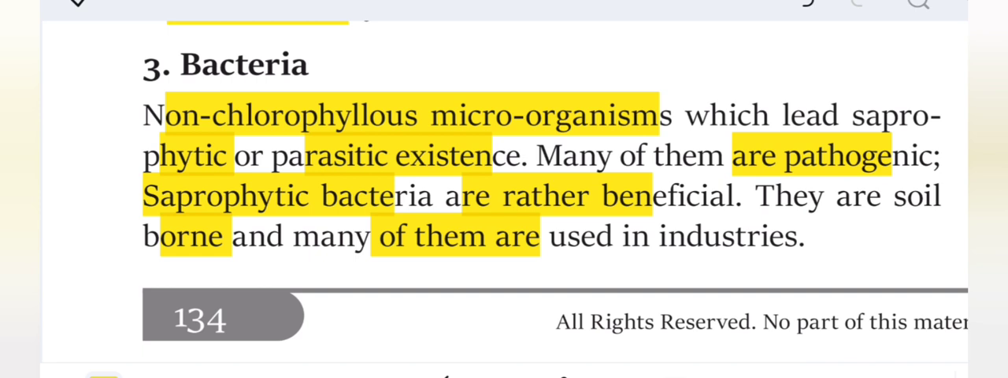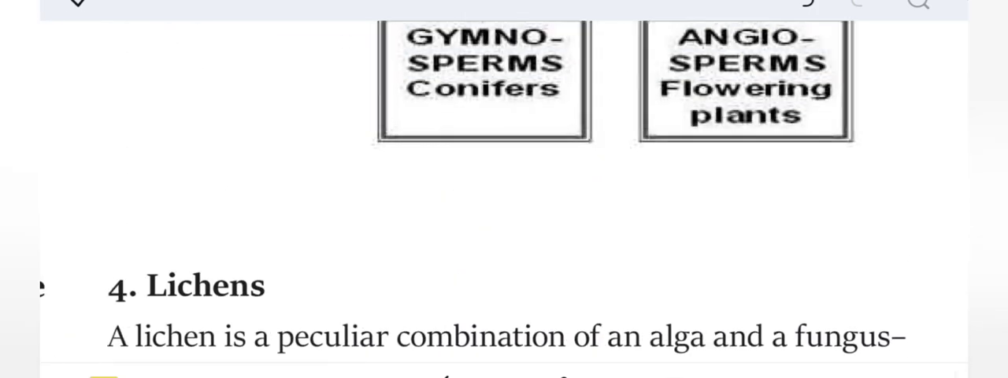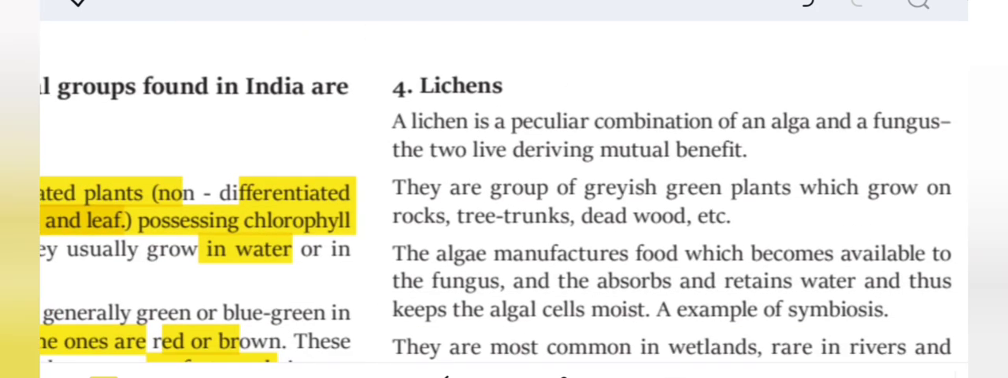Microorganisms which lead saprophytic or parasitic existence. Many of them are pathogenic. Okay, poisonous, pathogenic होता है bacteria. Some saprophytic bacteria are rather beneficial. Okay, some bacteria are beneficial. They are soil borne and many of them are used in industries. Okay, bacteria का तो usage बहुत है ना. So next is, here you can see the lichens.